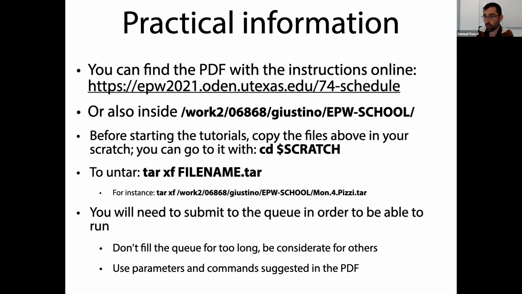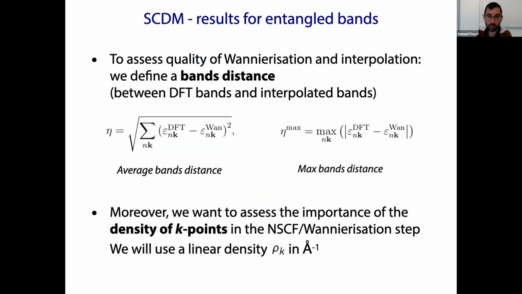Could you comment on how good SCDM is in describing the conduction bands, and how far it can go? Because from what you explained, this strongly depends on this mu, and this doesn't go very high above the conduction band, I guess.